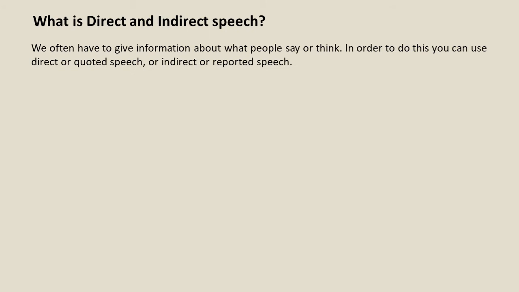Sometimes we have to give information about what other people say or think. So in order to do this, you can use direct or indirect speech. I'm repeating, direct or indirect speech is used to give information about what other people say or think.